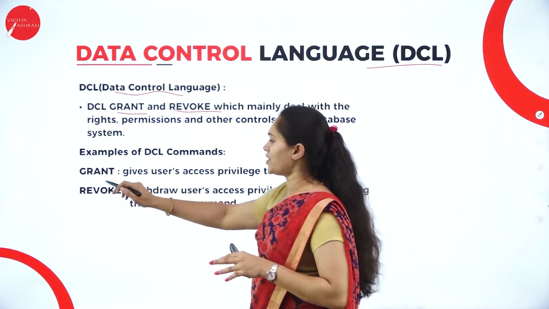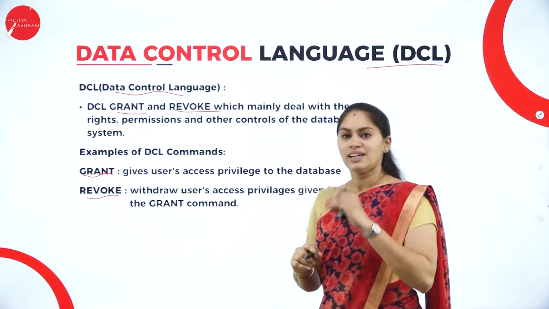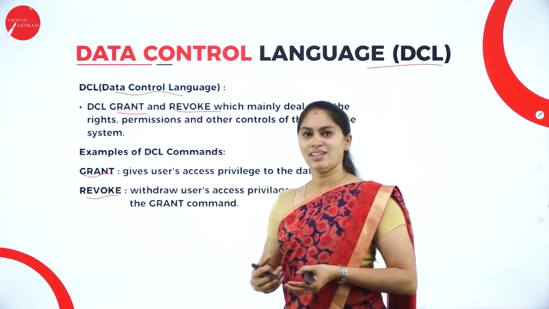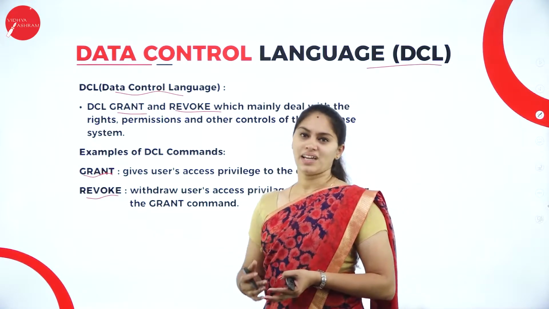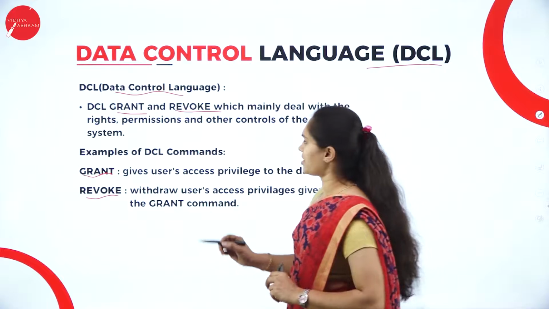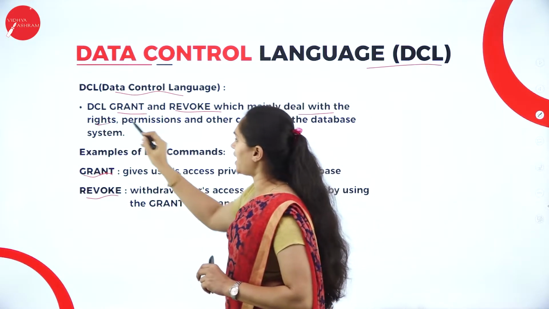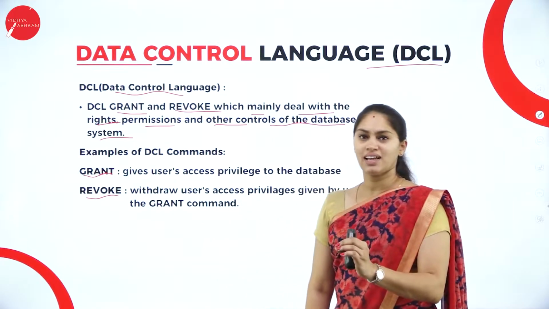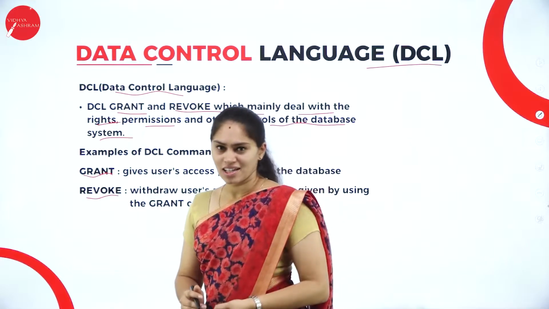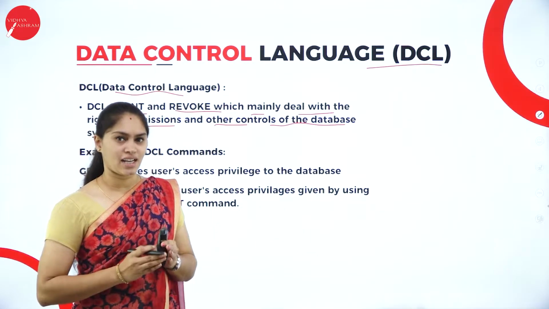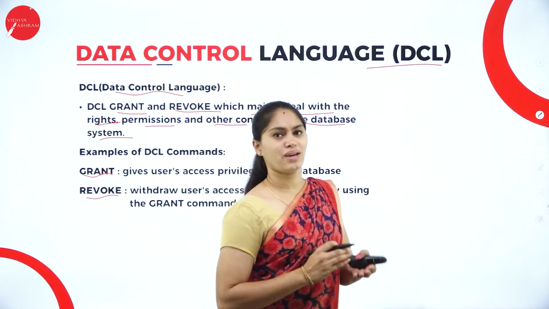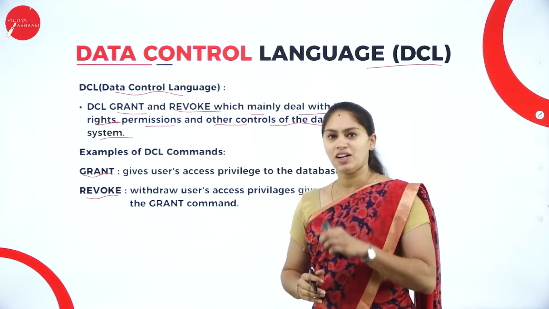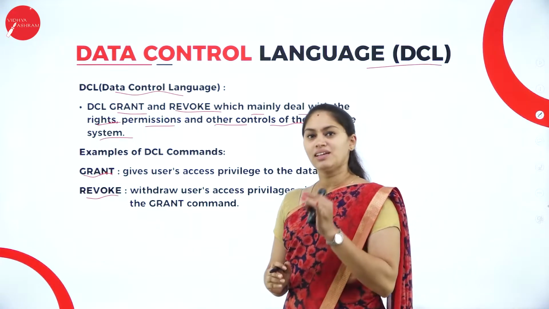In the same way, here also we have a grant and we have a revoke. Grant means I'm giving some permission to the user in order to access the content. Revoke means whatever permission I have given, I'm taking it back. That is grant and revoke. You can see this mainly deals with the rights, permissions and other controls of the database system. When we are concerned with confidentiality or the security of the content of a database, some privileges need to be given in the programming languages. So that is what we do in the data control language. We are controlling the access to the data by using the grant and revoke commands.